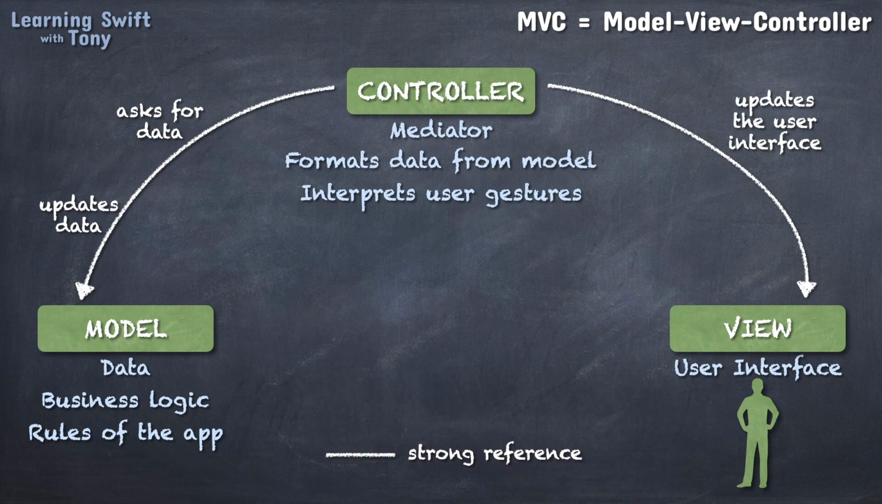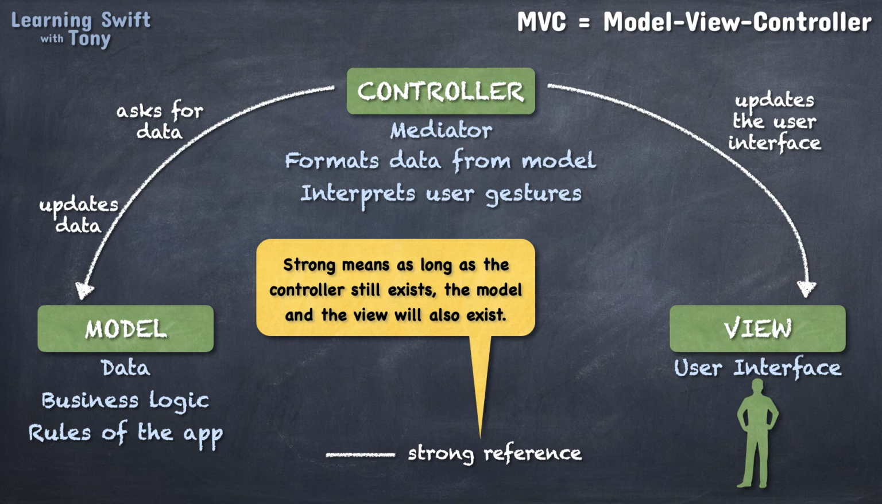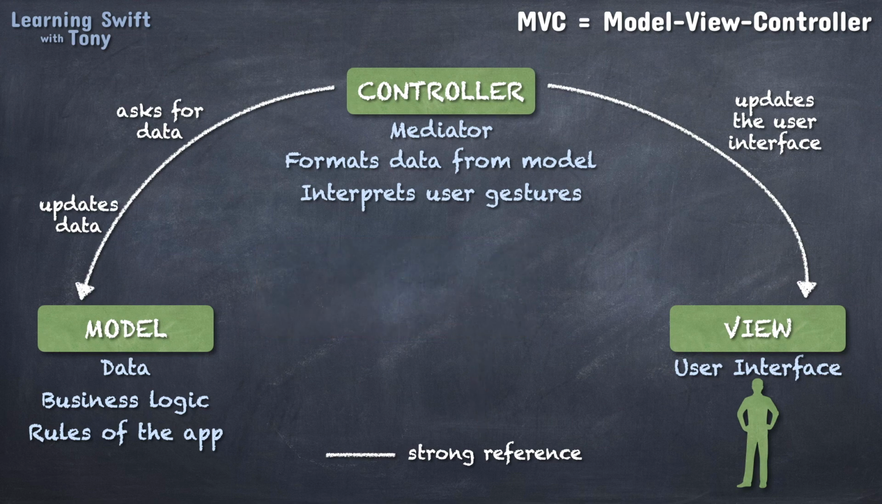When an object owns another object, it holds a strong reference to the object that is owned. A strong reference ensures that as long as the controller is still active in memory, the model and the view will not be released from memory. Now, this type of ownership is not the same in the other direction. The model, for example, does not own the controller and knows nothing about the controller.